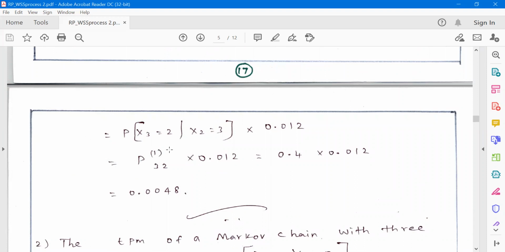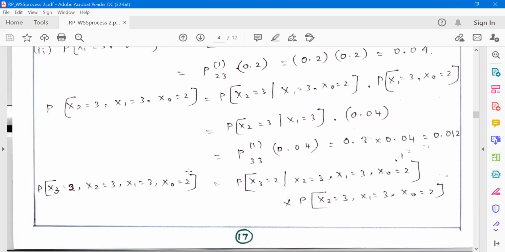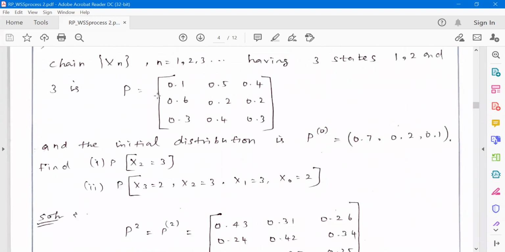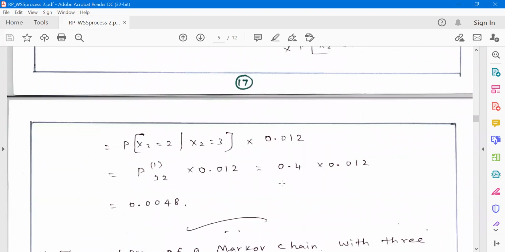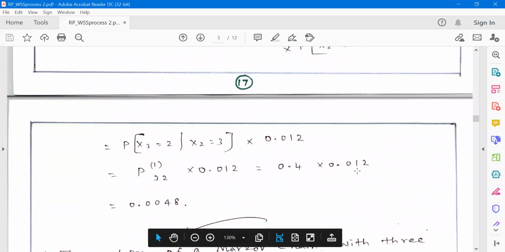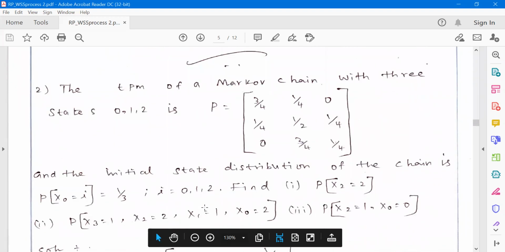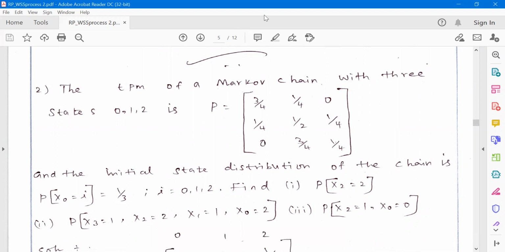This is a one step transition, and we have to consider the third row, second element from the matrix P. So the third row second element is 0.4. So 0.4 into 0.012 is equal to 0.0048. Similarly, you can practice problems like this. So copy the problem and practice it.